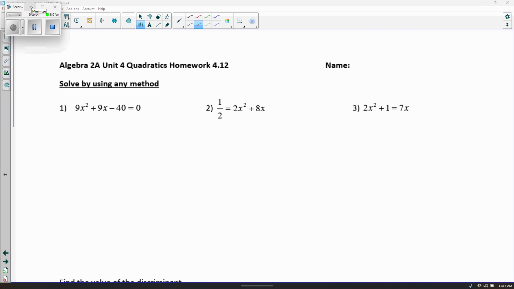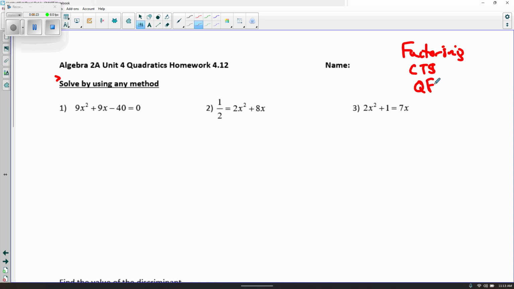All right, so guys, it says solve using any method. What methods do we have? Factoring is our first method that we would like to use. And what else we got? Complete the square, and we also have the quadratic formula.